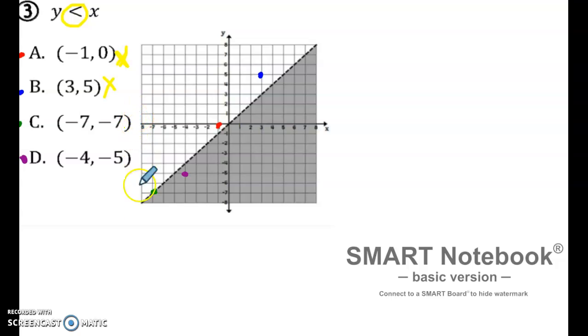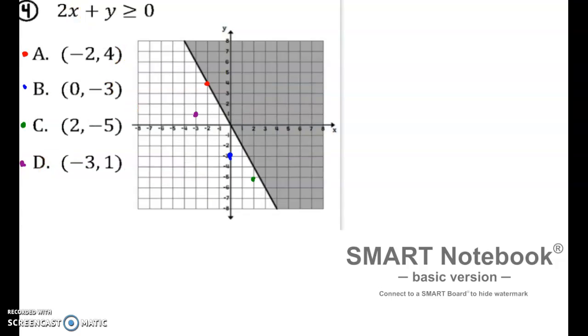C, negative 7 is on the line. But we already said that since it's a dotted line, points on the line are not solutions to the inequality, so the answer is not C. So hopefully D is in the shaded region or else we made a mistake. D, negative 4, negative 5. So you're going to find the point on the graph. Look, it's in the shaded region, which means it is a solution to the inequality. So that is our answer, point D, negative 4, negative 5.